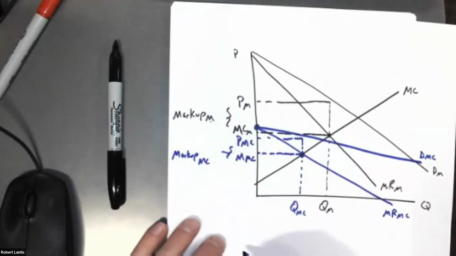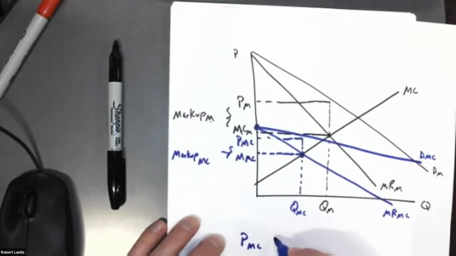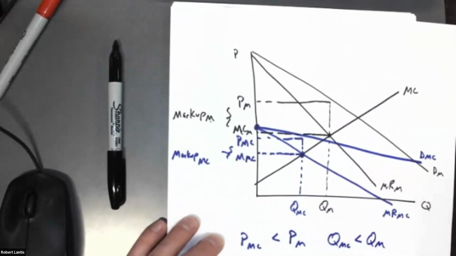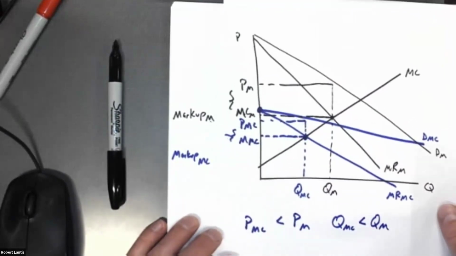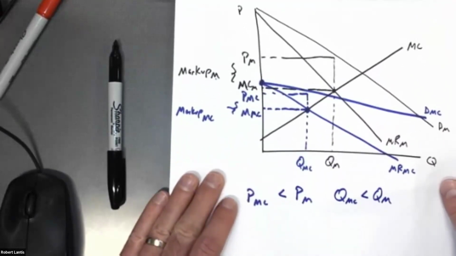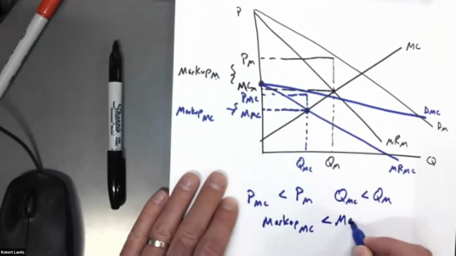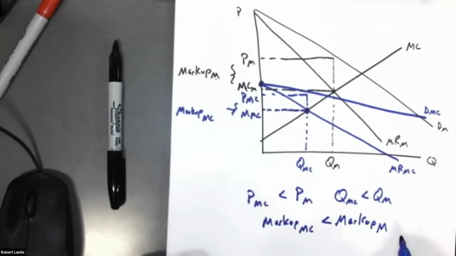So the price that a monopolistically competitive market is going to choose is going to be less than the monopolist's. The quantity they choose to maximize profits would be less than the monopolist's. And what will also be true here is the markup that we see from these monopolistically competitive firms is going to be smaller than the markup that the monopolist would choose. Okay.